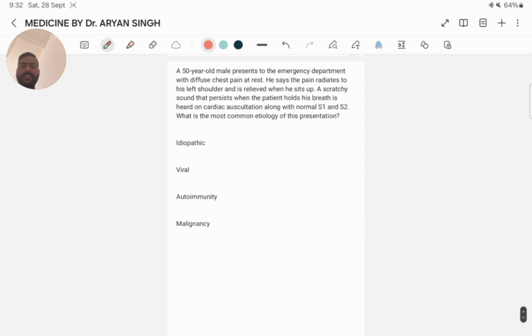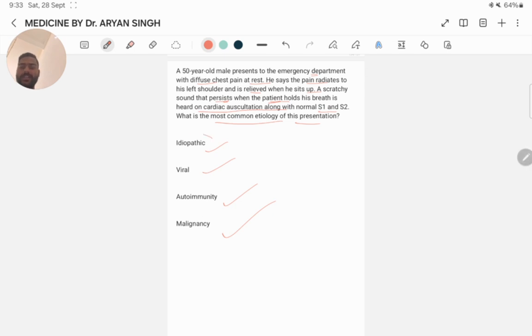Next question. A 50-year-old male presents to the emergency department with diffuse chest pain at rest. He says the pain radiates to his left shoulder and is relieved when he sits up. A scratchy sound that persists when the patient holds his breath is heard on cardiac auscultation. What is the most common etiology of this presentation? Idiopathic, viral, autoimmunity, or malignancy.